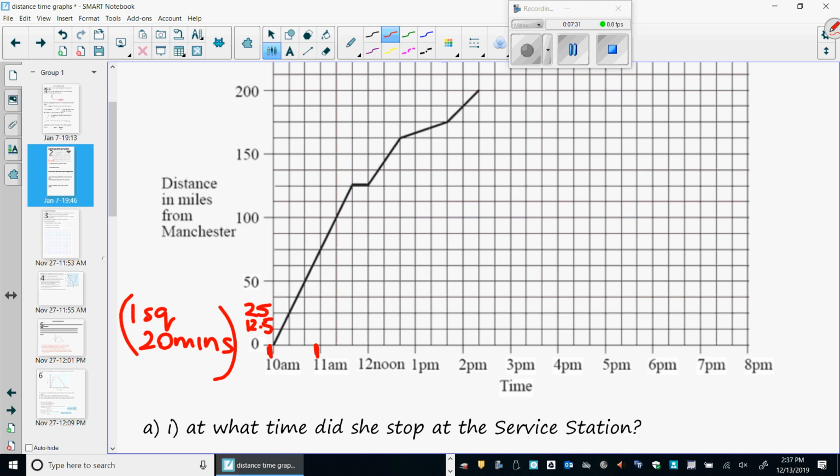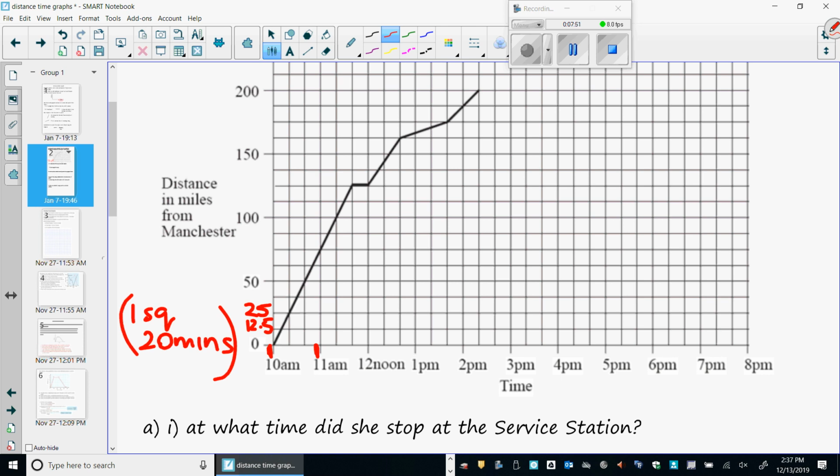Each box is 12.5. I'm not quite sure where we got 4 from. I just thought 25 goes into 100 4 times. Okay, so each of our squares represents 12.5 miles. That's just something you want to think about. We haven't even answered any questions yet.